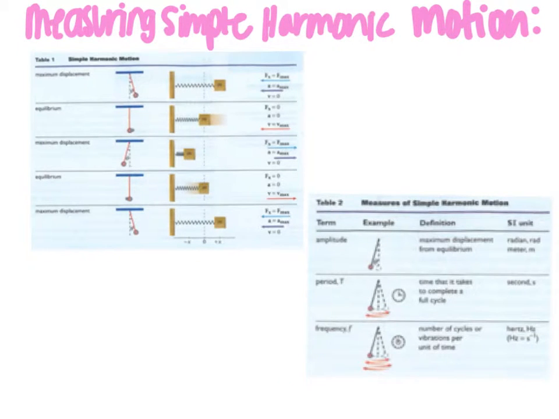So the third part of Season 11 is called Measuring Simple Harmonic Motion. And right here I have just two charts. What you can see here in maximum displacement is that the PE is at a maximum and that the KE is at a minimum. And if we look at the minimum displacement, that is the same thing. But if we look at the equilibrium, the PE is at a minimum and the KE is at a maximum. So they actually are complete opposites of each other.